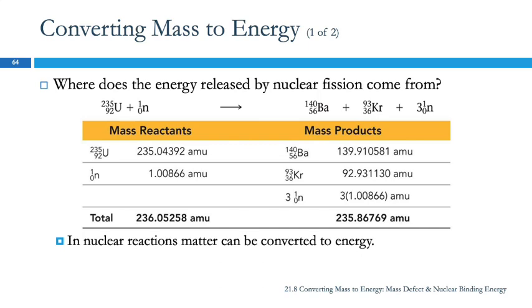So if we look at the mass of the reactants and the products, the law of conservation of mass says that the masses should be the same, right? And here we're getting very precise with our masses. So the total mass of the reactants, 236.05258 atomic mass units. Total mass of the products, 235.86769 atomic mass units. Now that's close, but it's not the same. There is a loss of mass.